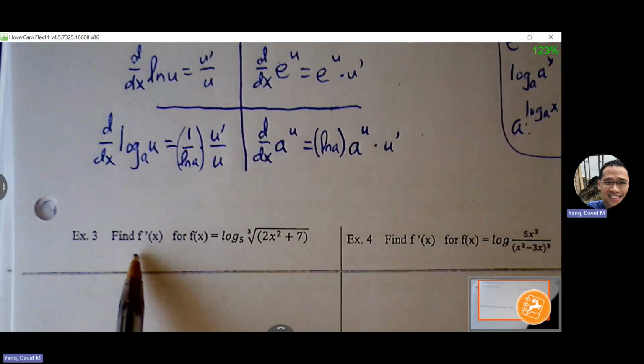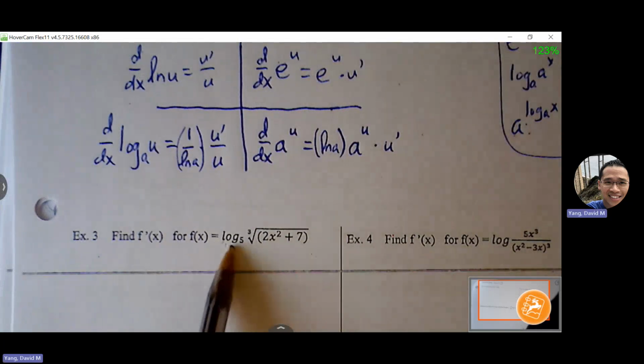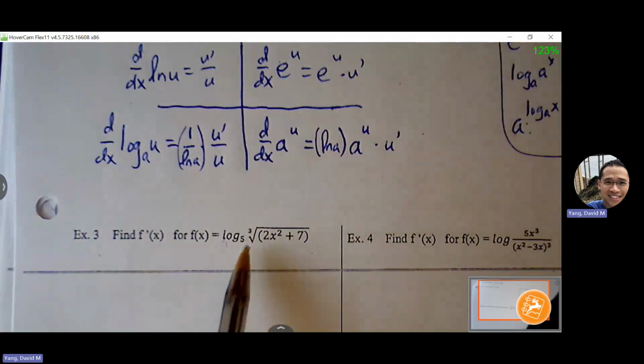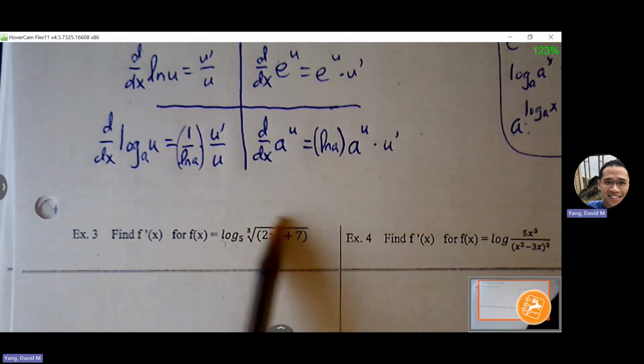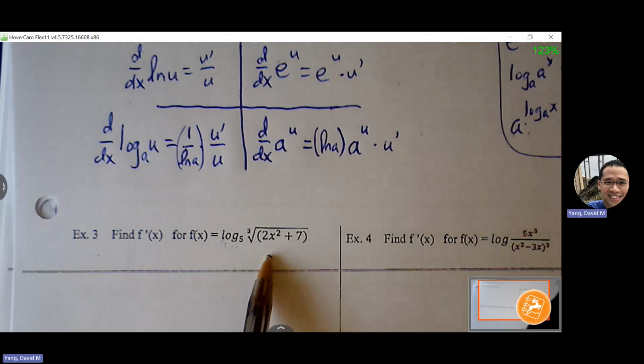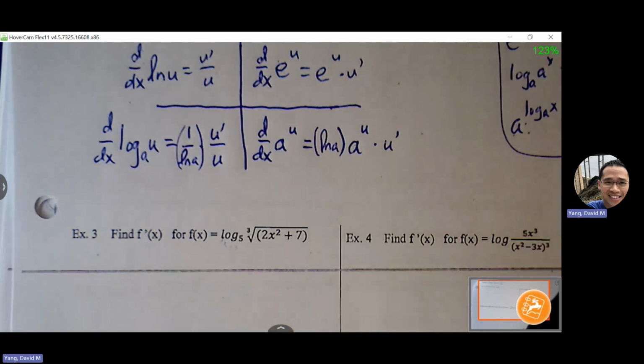Example 3. F of x equals log base 5. This is similar to natural log, but this is not base E, this is base 5. Once I'm in a log expression, all the properties that I use with natural log also extend to logs of other bases. Product property, quotient property, power property, they all work with other bases as well.